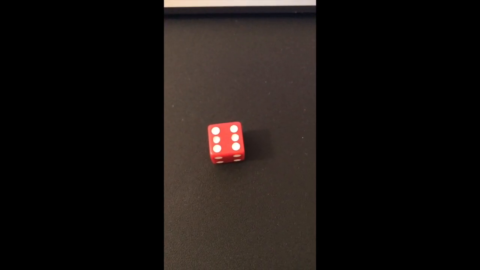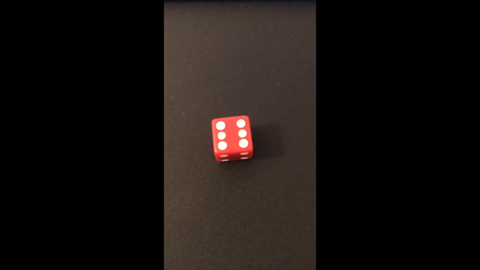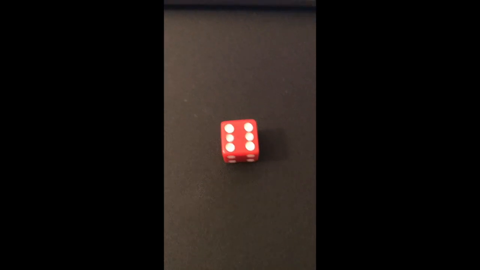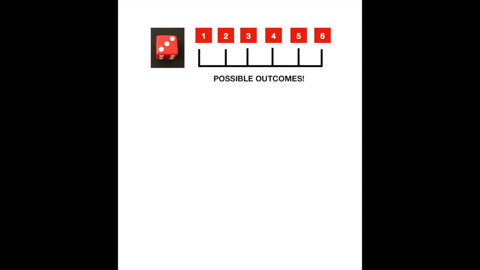Now, let me throw this up on my computer screen and we can talk about this a little further. If I were to roll my number cube, there would be some possible outcomes of that event. And my possible outcomes are, I could roll a 1, a 2, a 3, a 4, a 5, or a 6. Those are all my possible outcomes.